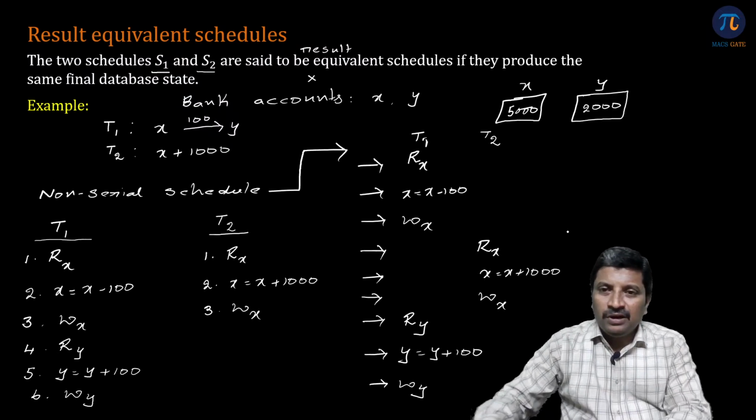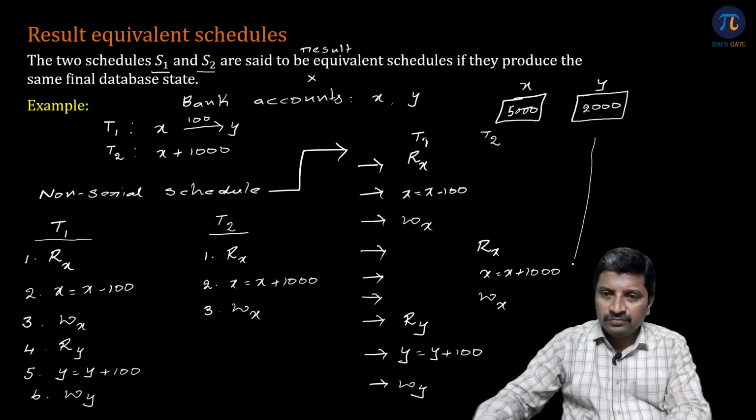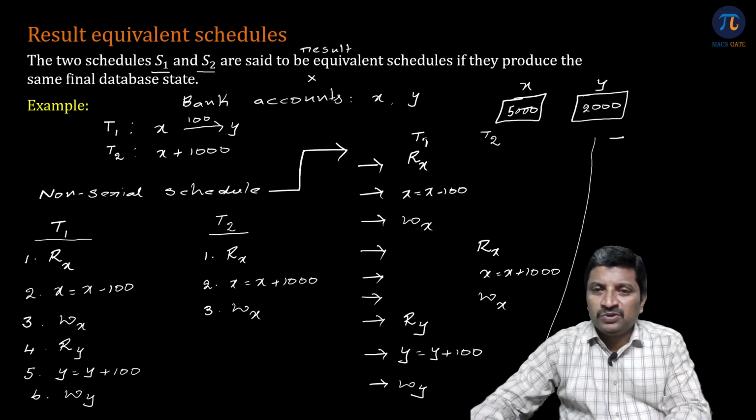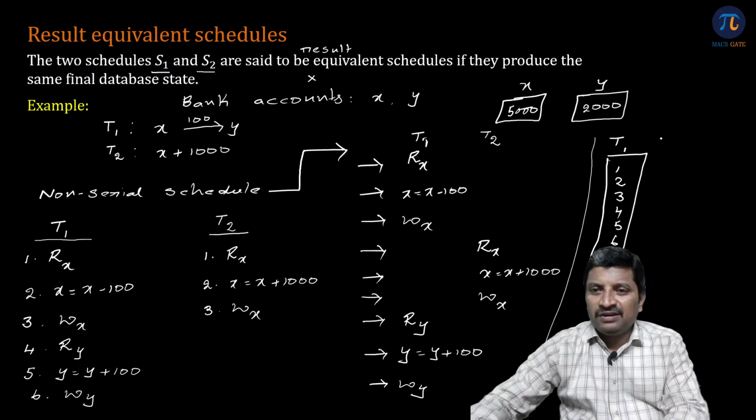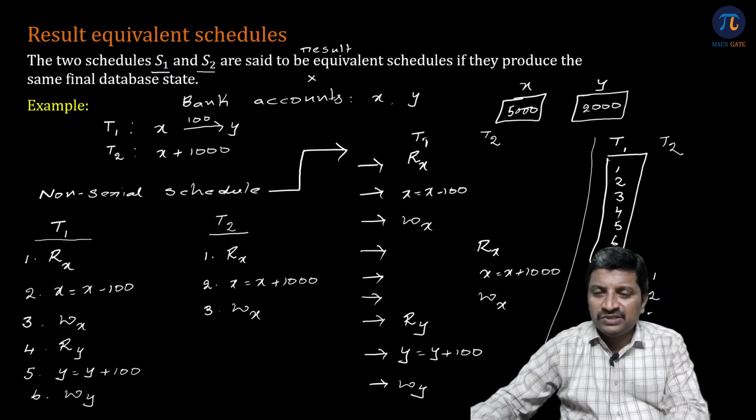Is it clear? Now, suppose I completed all the operations of T1, steps 1, 2, 3, 4, 5, 6. I am not writing them all again. Then I will start the operations of T2. This is one of the serial schedules.